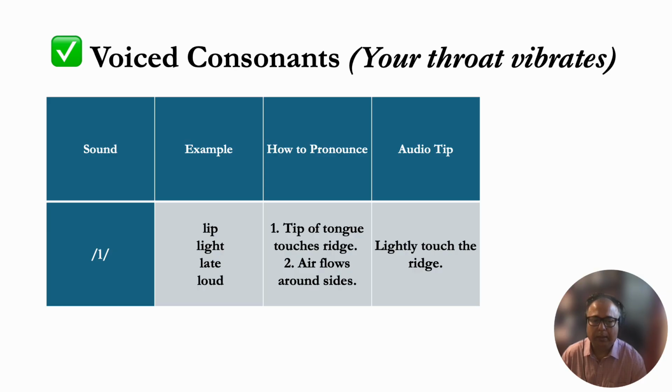Lip, light, late, loud. The tip of your tongue touches the alveolar ridge, and air this time flows around both sides, from the right and from the left. It lightly touches the ridge. So the tip of the tongue touches the ridge, and air flows around the sides.